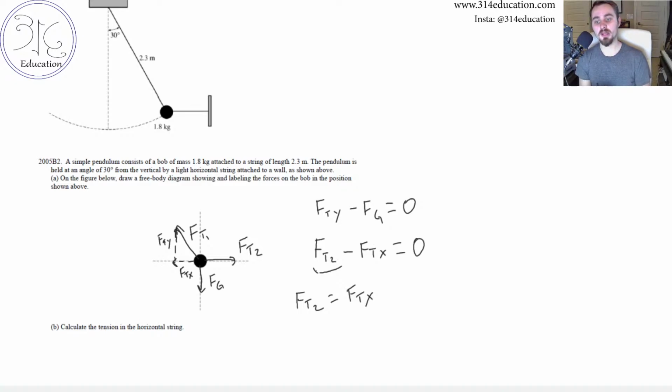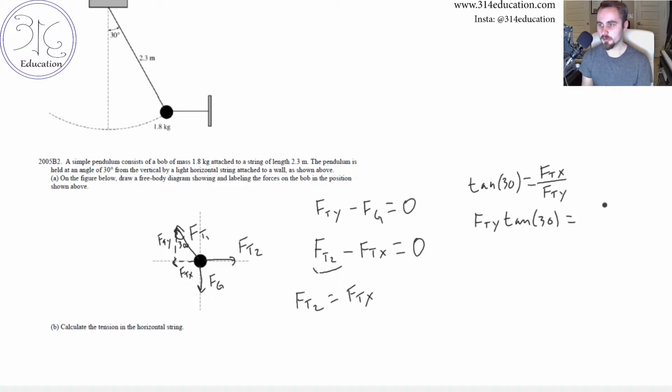So what we can do, though, is relate Ftx to Fty using this top angle here. We know this is still 30 degrees. Ftx is opposite the angle, while Fty is adjacent to it. So that's going to use the tangent relation. I can use tangent of 30 is equal to my opposite over adjacent. We probably want to get Ftx on its own, so we'll multiply both sides by Fty. So we get Fty times the tangent of 30 is equal to Ftx.